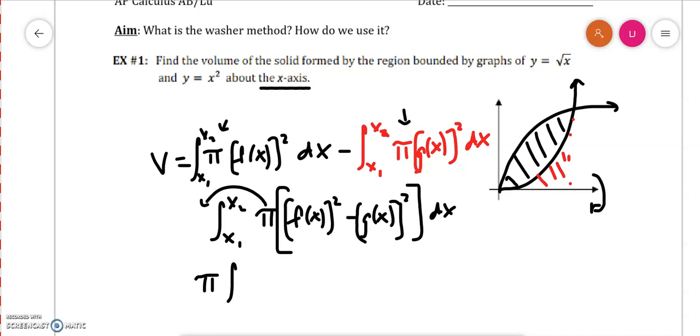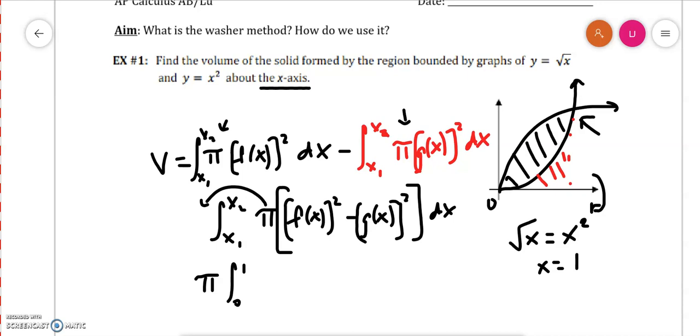x1 and x2, well, we can see that this starts at the origin, so our x1 is going to be 0, but our x2 is where the intersection of the two functions are. So we should just figure that out. You can do it algebraically if you want, wherever square root of x equals x squared, but that's going to be at x equals 1.